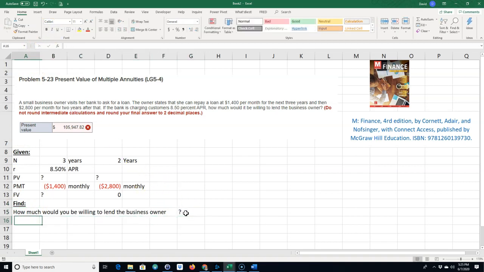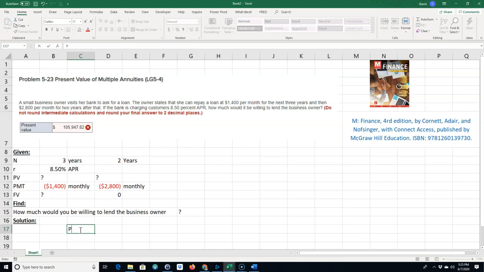So the way I would solve it. The problem here is, first you have to find the present value of this. They want to know how much you're willing to lend. That's the present value. How much is it worth to the bank right now if someone's going to give them $1,400 for 3 years and another $2,800 for 2 years after that at this annual interest rate? So before I find this present value, I have to find the present value of these cash flows.